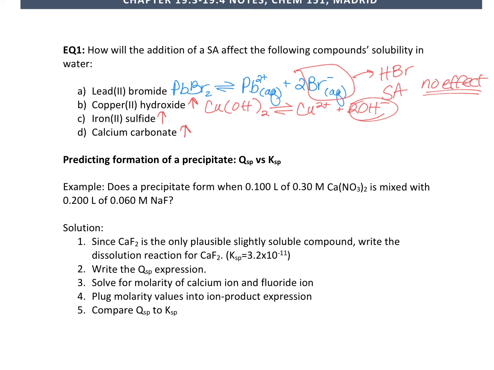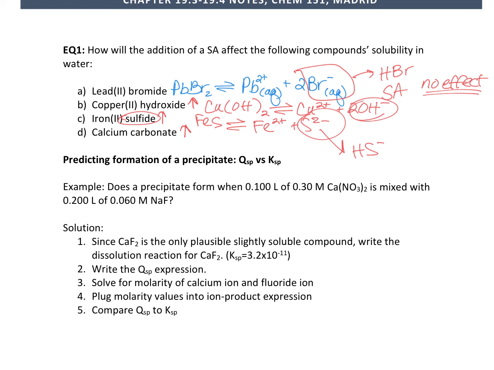Okay, what about iron 2 sulfide? You're going to look at the anion. So iron 2 sulfide, when it dissociates, goes into iron 2 plus and sulfide 2 minus. What is the conjugate acid? It's HS minus. That is an acid because it does have hydrogen in front of it, and you ask, is it strong or weak? It is weak. It's not on the strong acid list. So solubility increases.